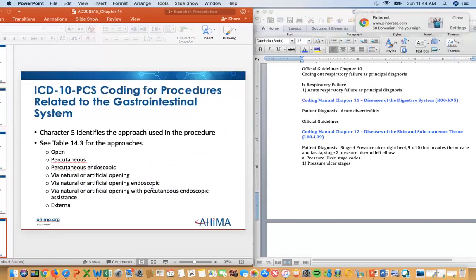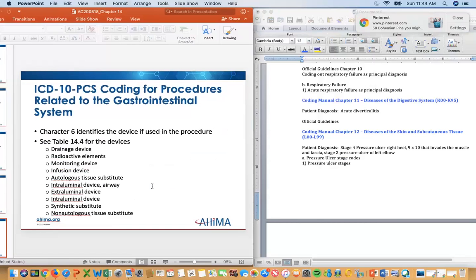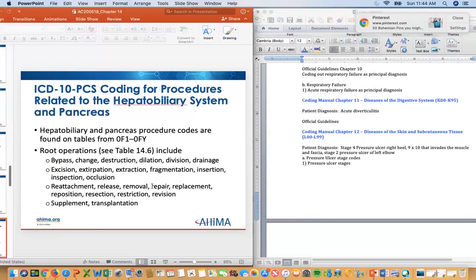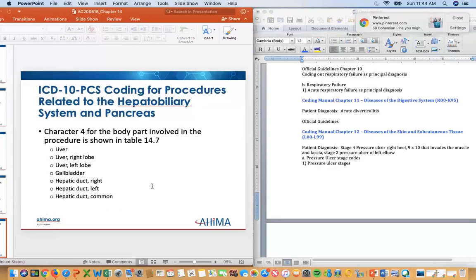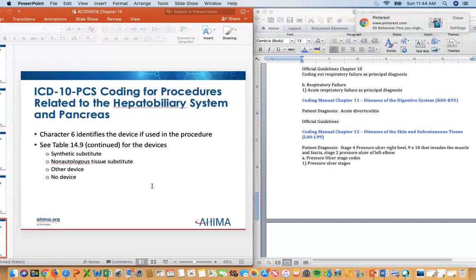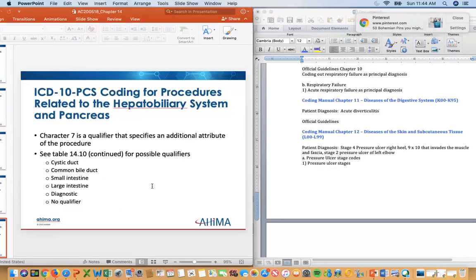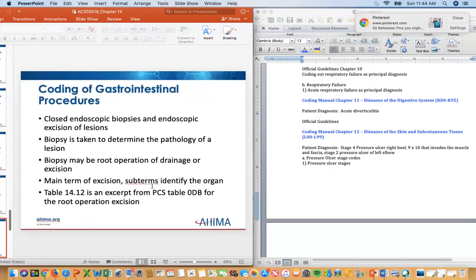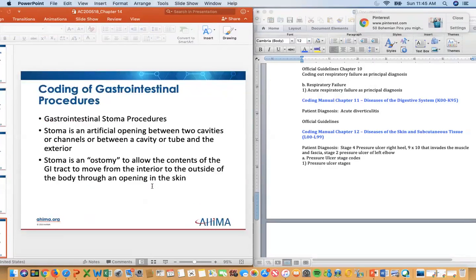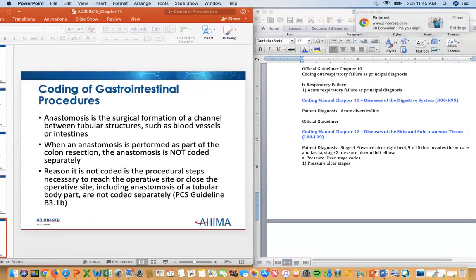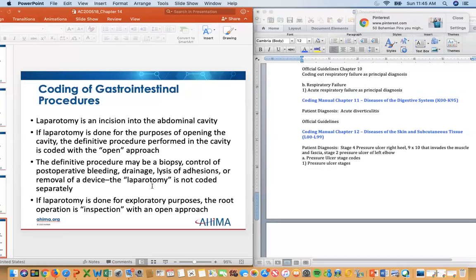And then obviously the approach. Approaches are pretty much the same. And again, your possible qualifiers, your root operations, and so forth. You'll find that even in your digestive system, we do a lot of repairs, it seems like. Hernia orifices, again, people come in with diverticulitis that they can have a colon resection, colonoscopy, etc. So there are some pretty in-depth procedures in this chapter.